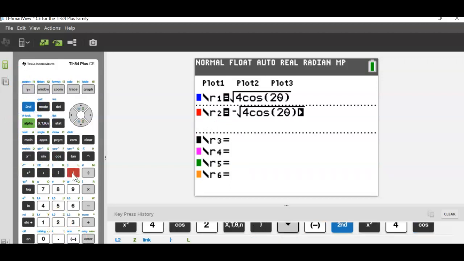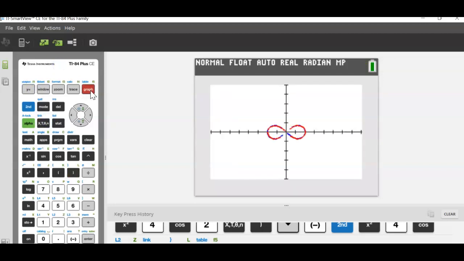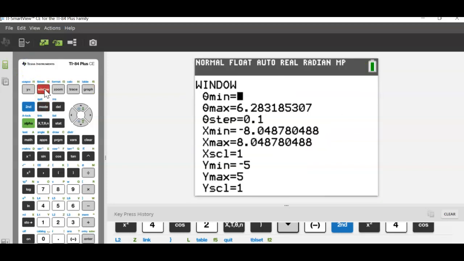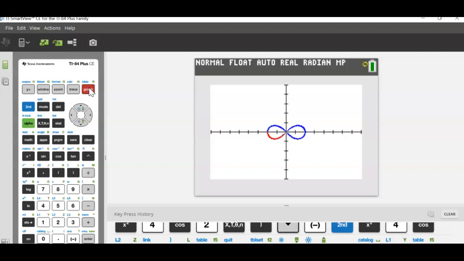Now for these ones, if you were to graph it right now, there's usually going to be some empty space. So it's doing kind of both of them. We've got this infinity-like symbol, but it looks like there's empty space. If you were to change your theta step and make that theta step smaller, like let's try 0.01, usually the smaller that theta step is, the more solid it's going to be. This one ends up being that little horizontal infinity sign.